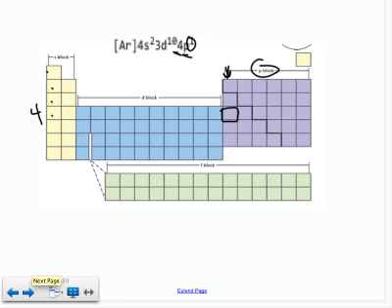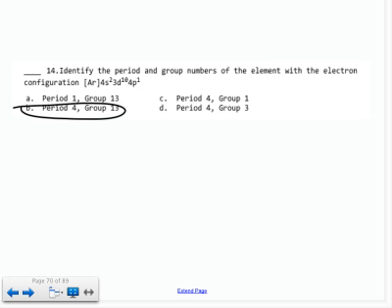So the question is, what is the group and period? Well, it's period 4, and overall it's group 1, 2, 3, 4, 5, 6, 7, 8, 9, 10, 11, 12, 13. Period 4, group 13.